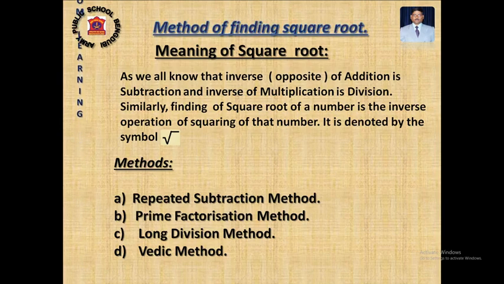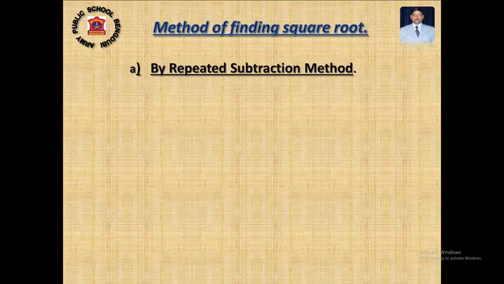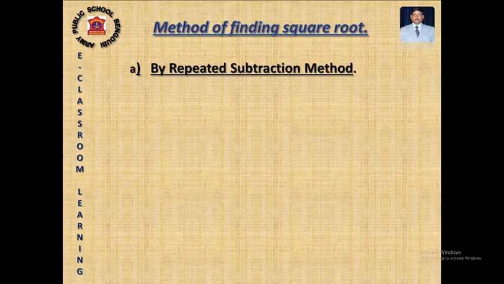Okay, now I will start with the repeated subtraction method. As you all know, a property of a perfect square number is that if you subtract odd numbers starting from 1 successively, and the result after a certain step is 0, then only can you understand that this is a perfect square number. In the same way I can find the square root of a given number by the repeated subtraction method also.